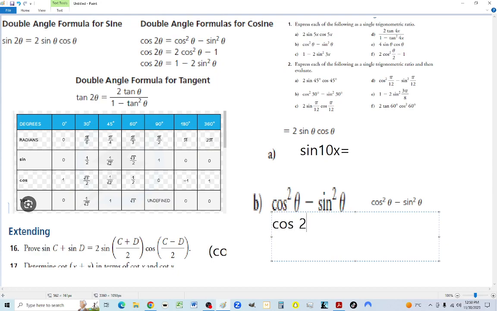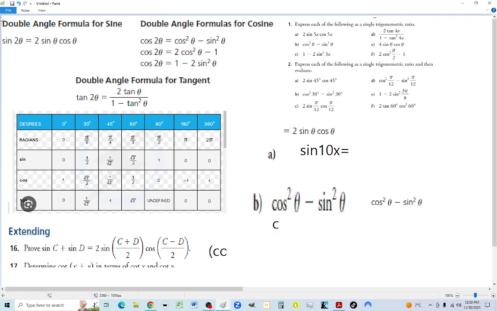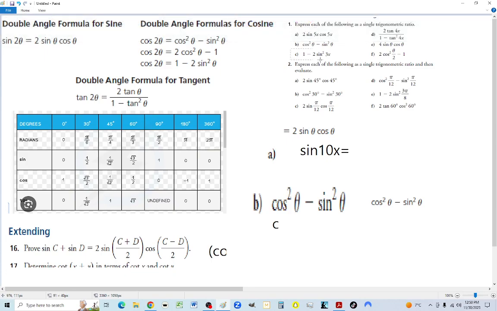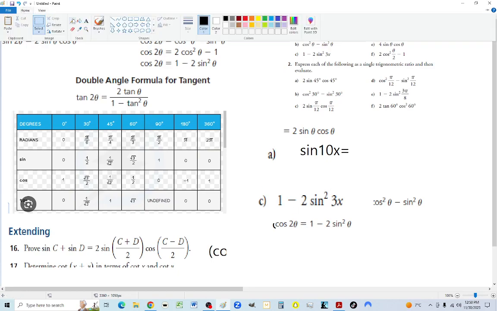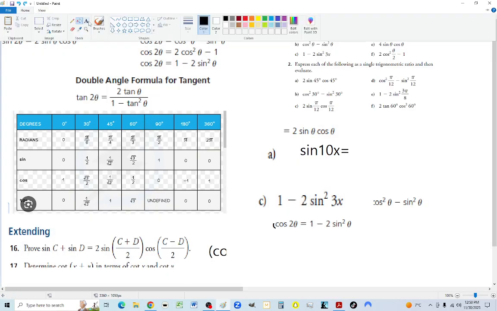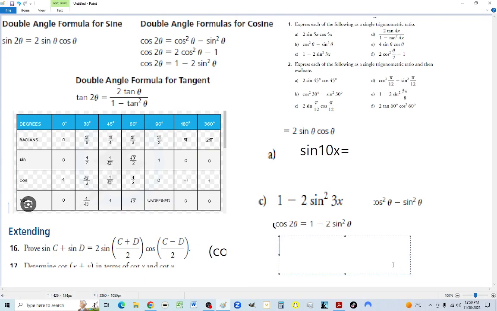This is the symbol that's in there. So that's the same thing. And then if you look at C, it's very similar. They're asking you to notice that this is the same as this. And they're saying, okay, well, if we're dealing with 3x as the angle, we can see that cos 2 times that is supposed to equal it. So we're really talking about cos 6x, which is 2 times 3x.